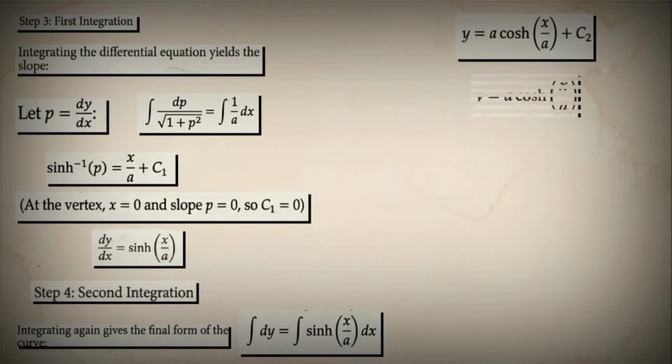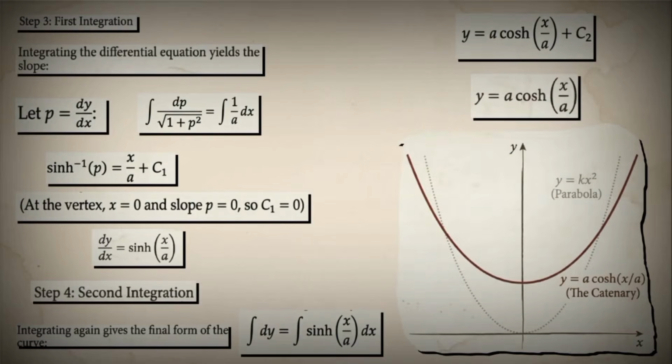The significance: this proved the curve was a transcendental hyperbolic cosine, not a parabola, not a simple algebraic curve. This was a major early triumph for calculus.